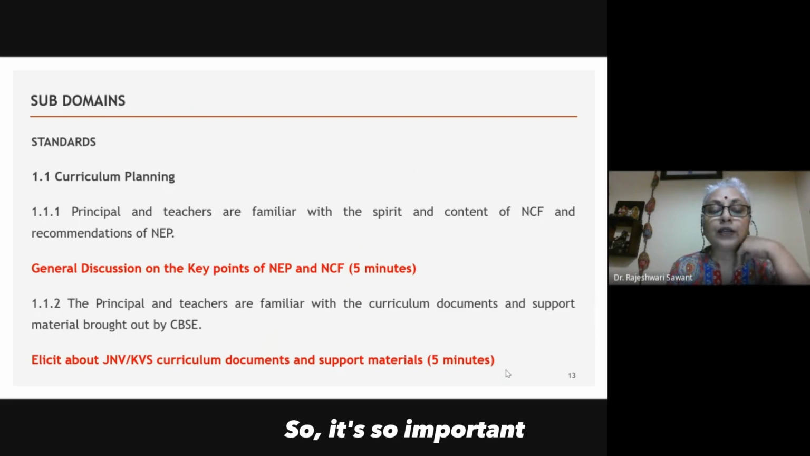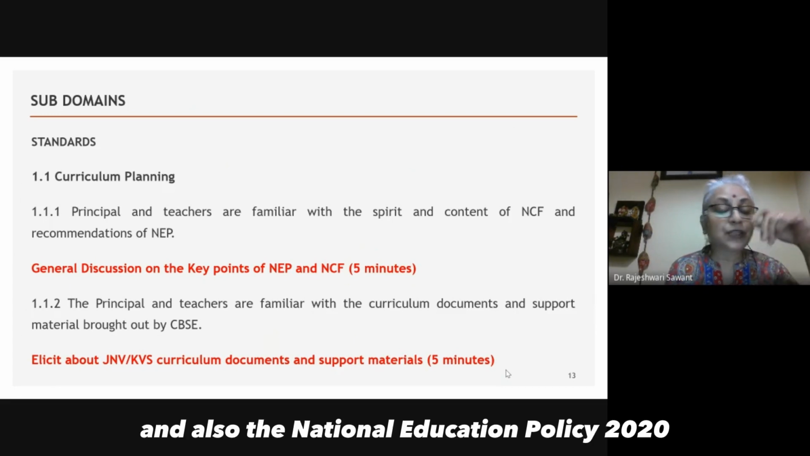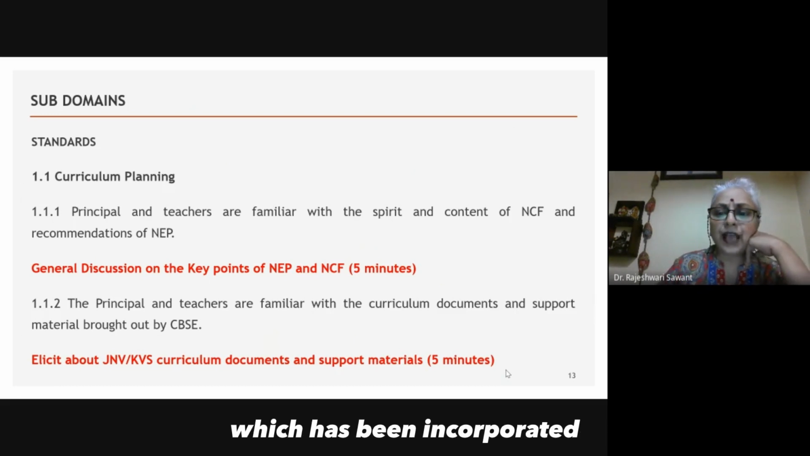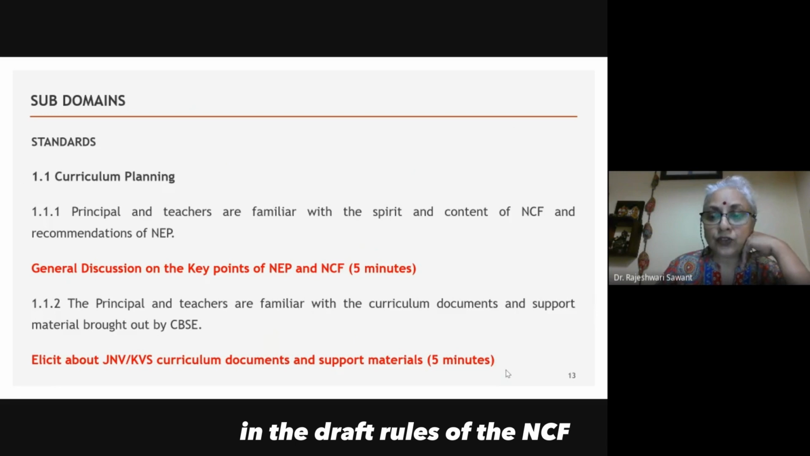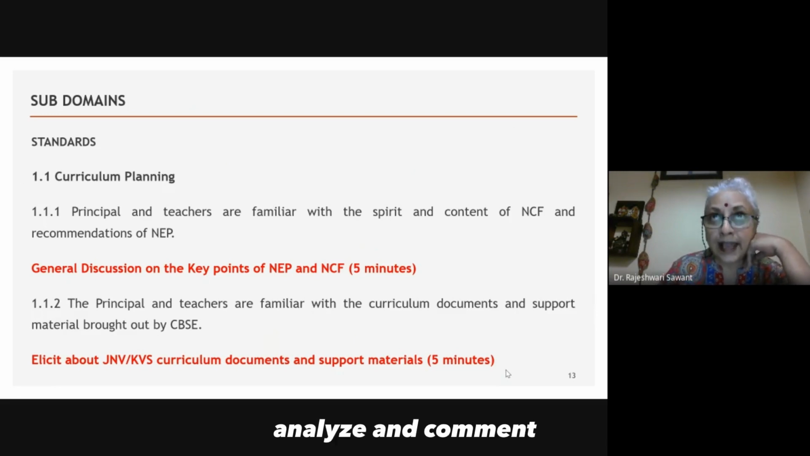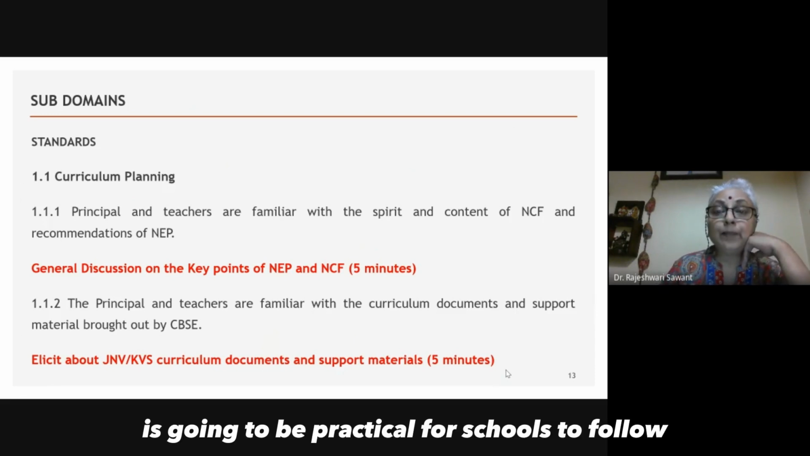So it's so important that the National Curriculum Framework has a great importance in the curriculum planning of a school. And also the National Education Policy 2020 recommends a lot of things which has been incorporated in the draft rules of the NCF, which all of us need to read, analyze, and comment so that whatever is recommended there is going to be practical for schools to follow.